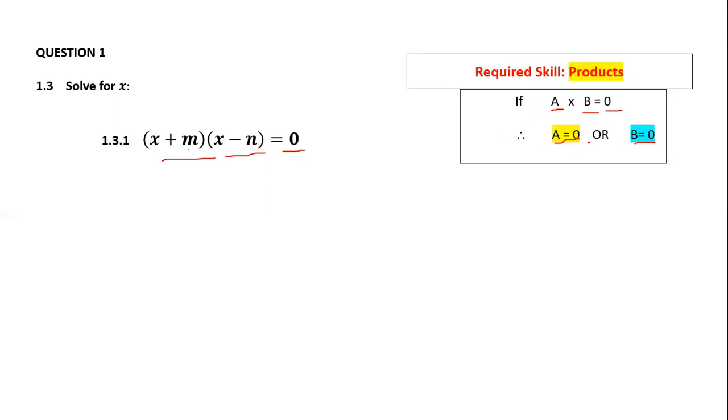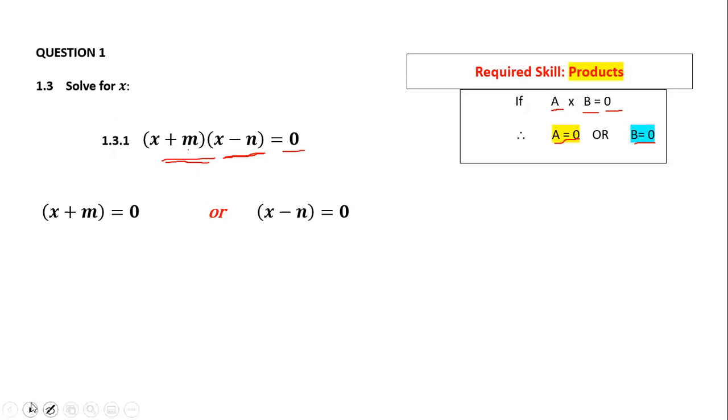So it could be any of them. x plus m is equal to 0, or x minus n is equal to 0. That's what this means. So when we simplify, we say x plus m equals 0 or x minus n equals 0.